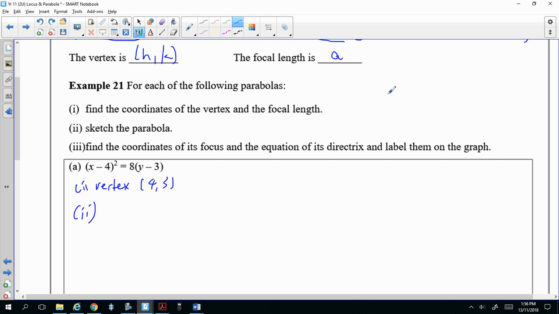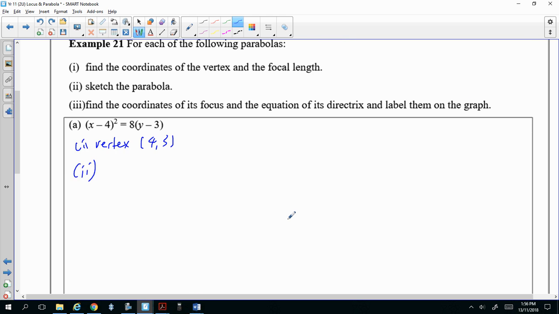So after that, we're going to draw the parabola. So we're going to draw the x and y axis. So we go 4 across, 3 up, which is this point here. X and Y, like that. And then this is going to be a concave up parabola. Right, you draw something like this. And once you draw the parabola, we'll be able to work out the focus and the directrix.